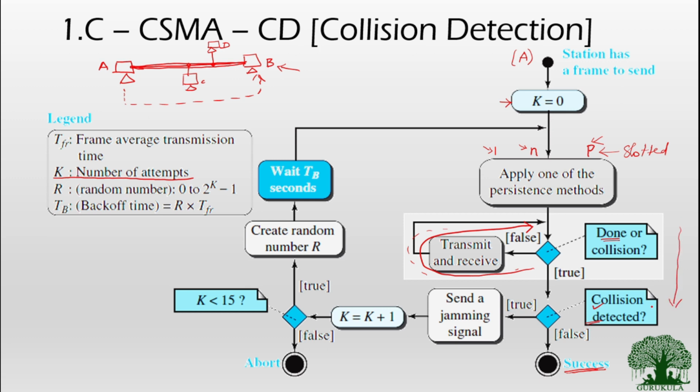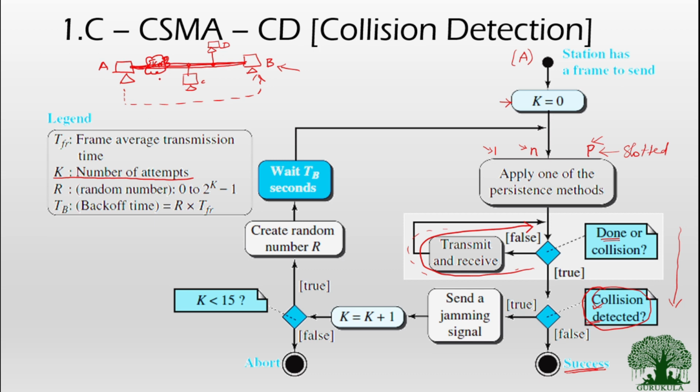Now let us see what happens if a collision is detected. In case any frame transmitted by station A encounters a collision, then station A will send a special type of signal, which we call a jamming signal. This jamming signal is a special type of signal sent on a network to intimate other stations. It is a kind of ICMP type of packet.